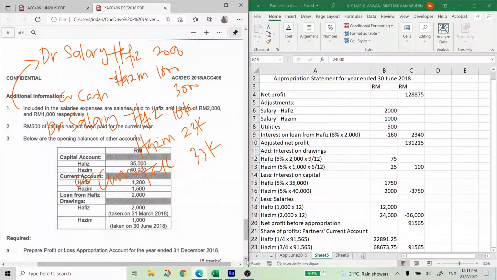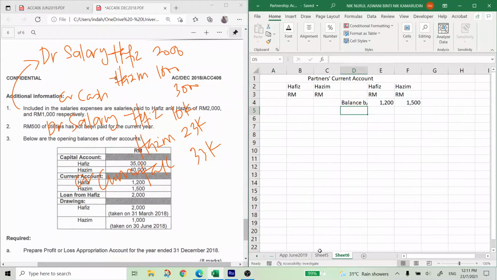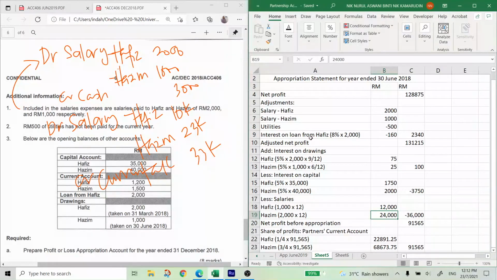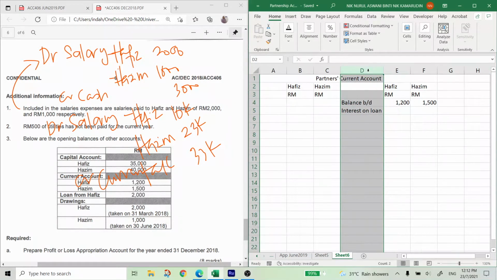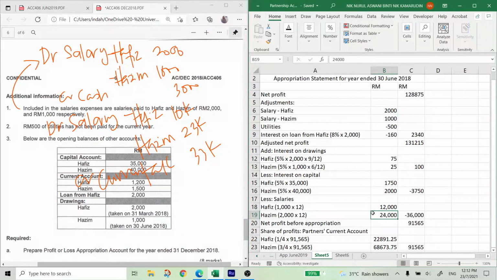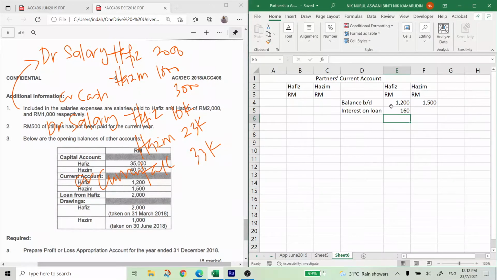So that's why, when I transfer here, I said just now that we're going to transfer everything. Yes, it is correct, but not everything will be transferred if it has already been paid to or received by the partners. So number one, interest on loan: interest on loan of 160, Hafiz. Next, interest on capital, and then we have salary. The salary we have identified here: 10,000 to Hafiz and Hazim 23,000.